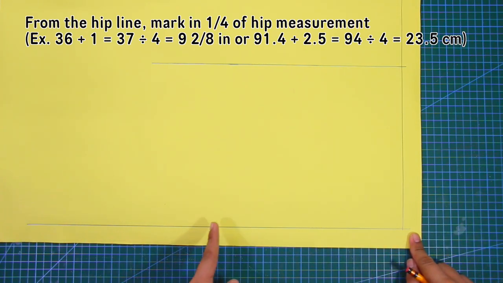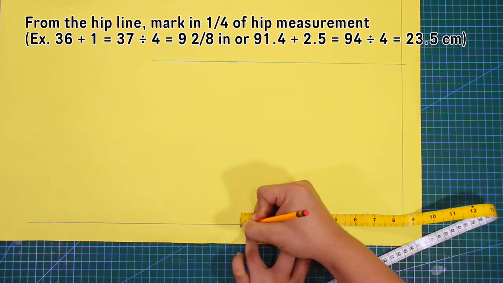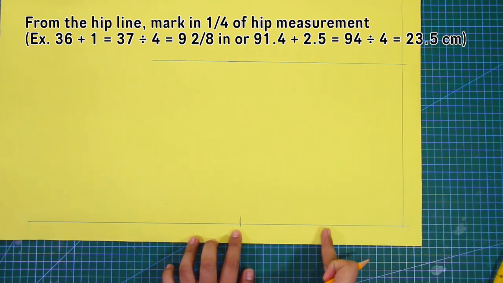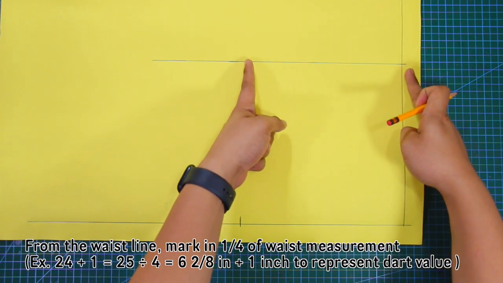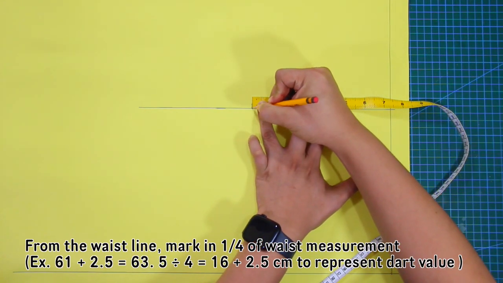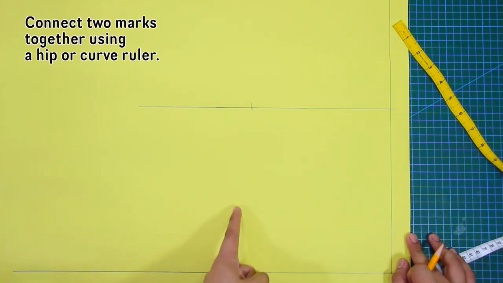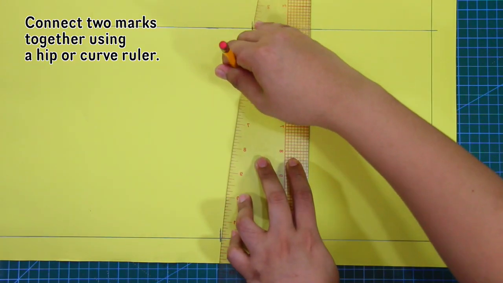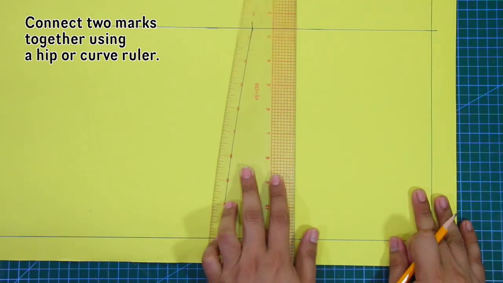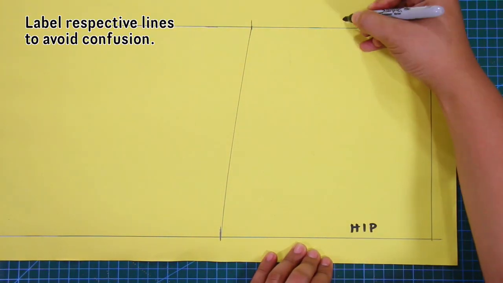From the hip line, mark in 1/4 of hip measurement. Here's an example calculation, and please always refer to your measurements sheet. From the waistline, mark in 1/4 of waist measurement. Connect these two marks together using a hip or a curve ruler. And label respective lines to avoid confusion.